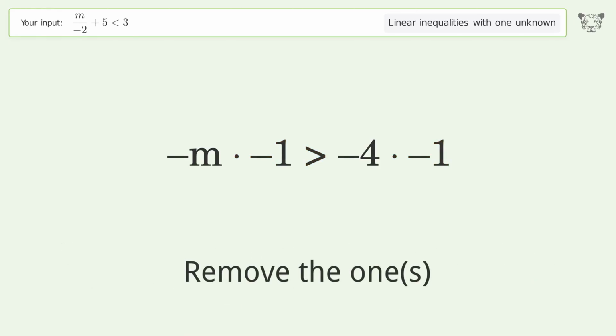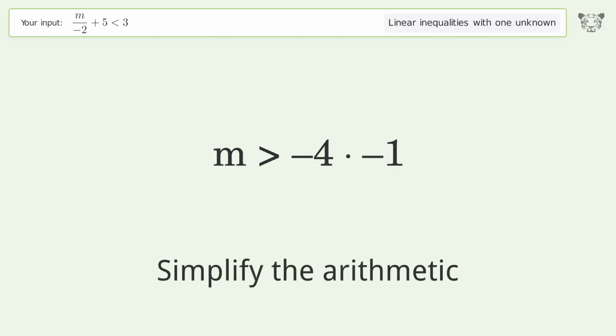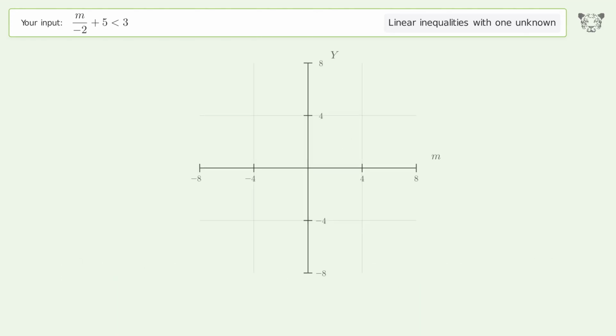Remove the ones. Simplify the arithmetic. Plot the solution on a coordinate grid. And so the final result is m greater than 4.